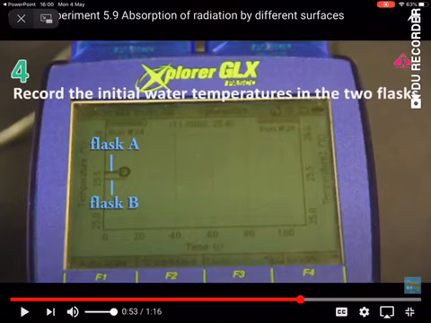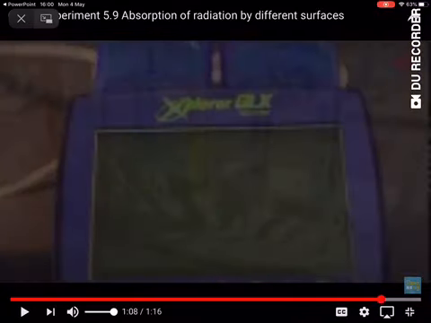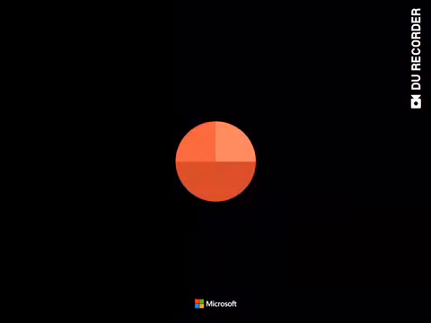So you see which one absorbs more energy, absorbs more radiation, as it shows you in this graph here. You can tell that the dull and dark surface absorbs more energy. So that's why you see the line goes higher than the other line. Now let's go back to the PowerPoint.